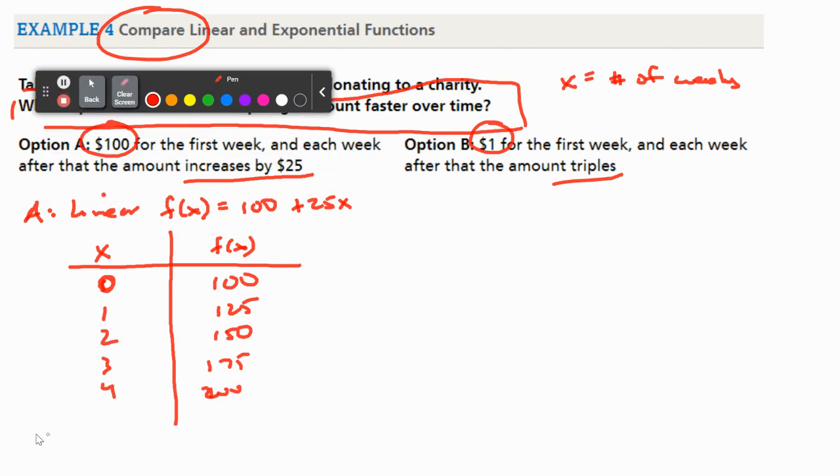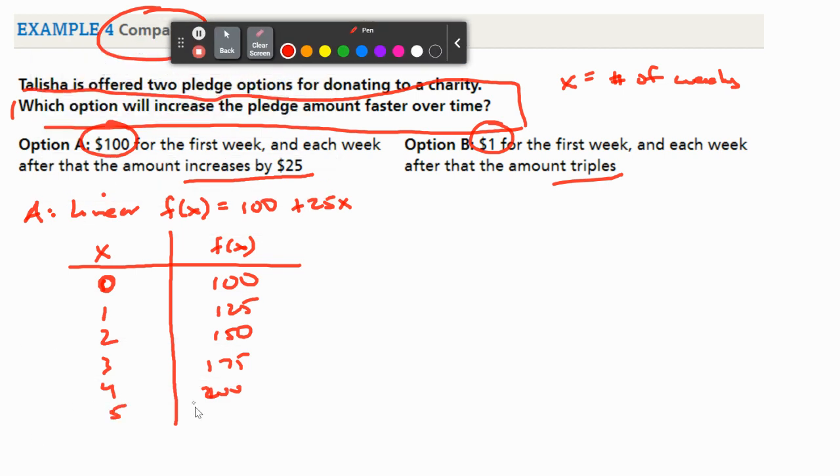Let me move this up here. 5 weeks, 225. Sorry about that. And 6 weeks, 250. Right, let's stop there for the meantime.